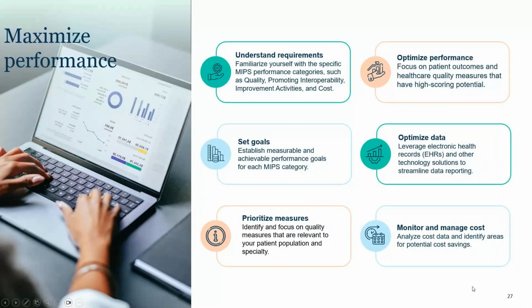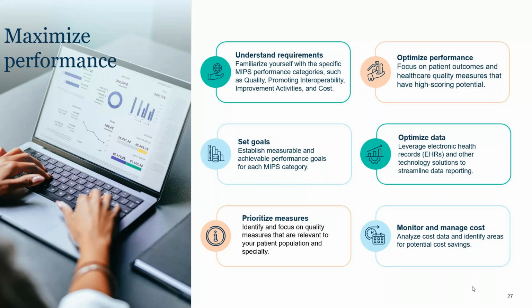Now, a few callouts when we're talking about maximizing performance. Some of these are going to sound very similar to what you would want to consider and do in looking at traditional MIPS, but can help really set you up for success when considering a MIPS Value Pathway as well. The first is really understanding what your reporting requirements are. For each of the different performance categories included in MIPS, knowing how many measures, knowing which measures, knowing if you are required to report one or two improvement activities, and understanding what type of cost measures. Some of that is going to be participating in webinars like this to get familiar with those requirements.